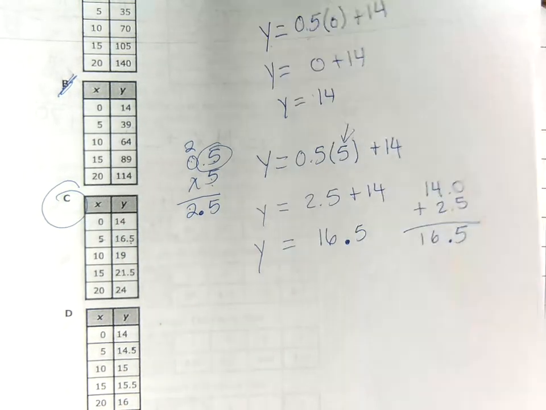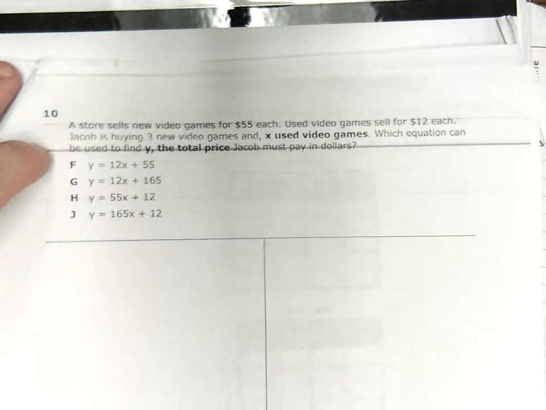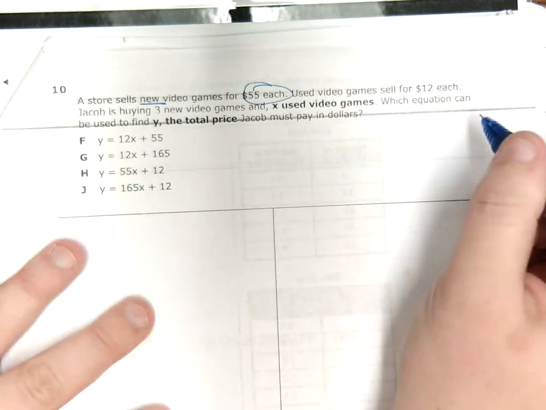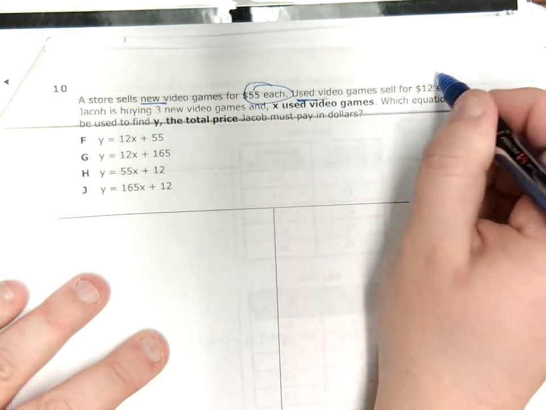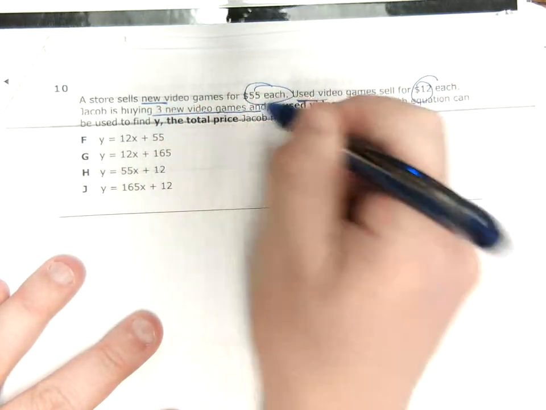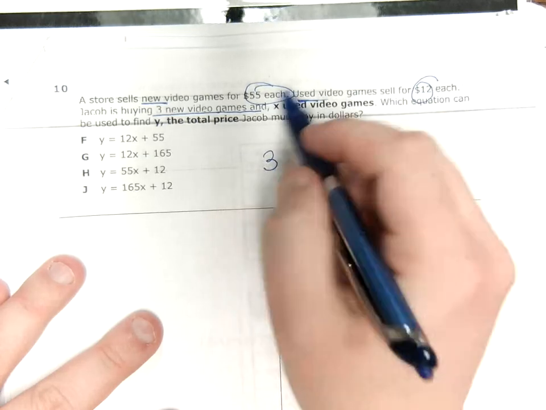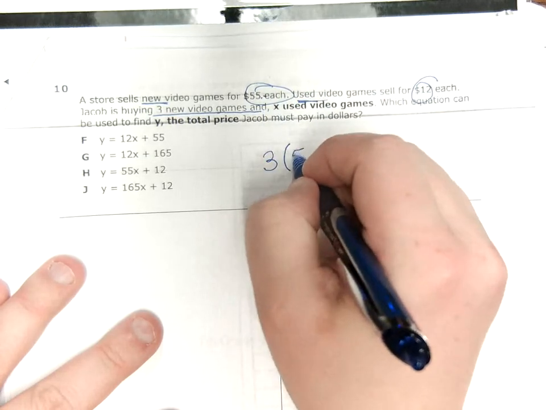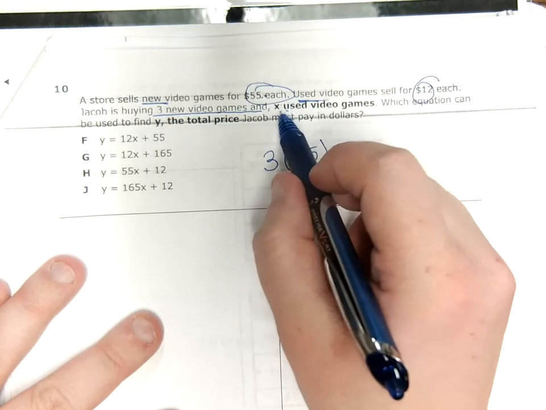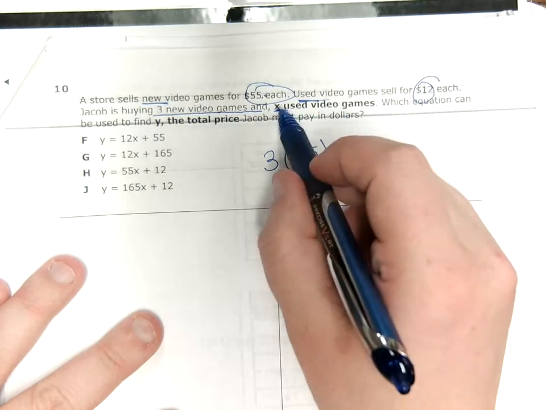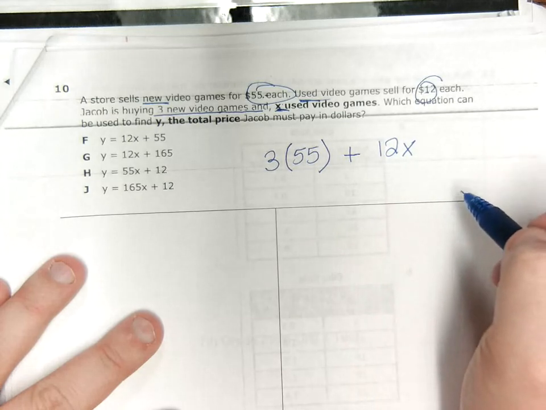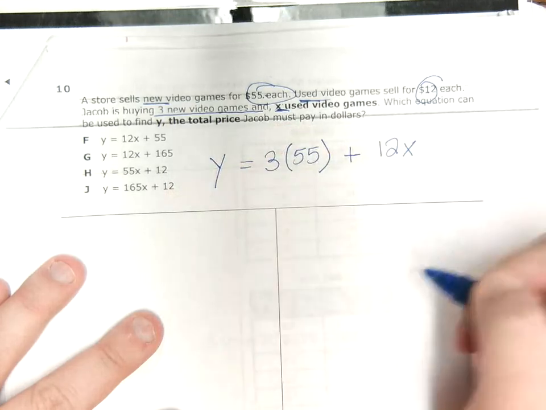Okay. Number 10. A store sells new video games for $55 each. Used games sell for $12 each. Jacob is buying 3 new video games. So I know 3 new, each new one is $55. So I'm going to multiply those together. And X used games. So I don't know how many used games he is. So I'm going to do 12 times X because used games are $12. Which equation can be used to find Y, the total price Jacob must pay in dollars.